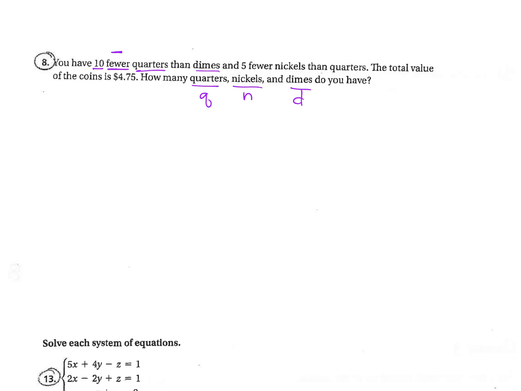Dimes. So you're going to say your number of quarters is the dimes minus 10, right? 10 fewer quarters than dimes. So dimes minus 10 will give you the number of quarters. There are more dimes, so you have to subtract 10 to get your quarters. And then 5 fewer nickels than quarters. So again, you're going to have more quarters. So quarters minus 5 is going to give you your nickels.